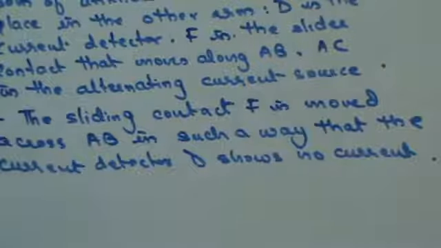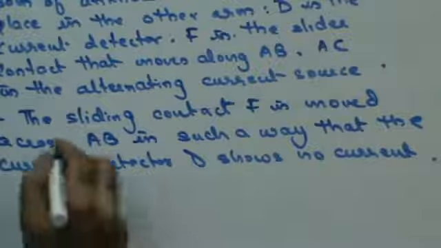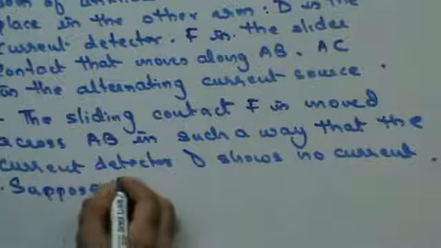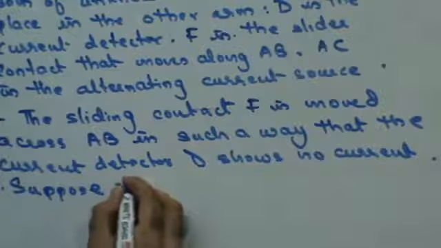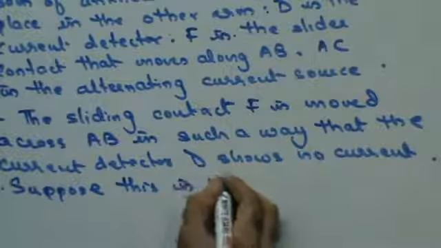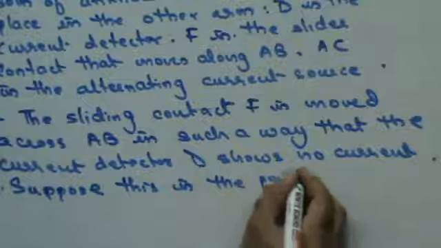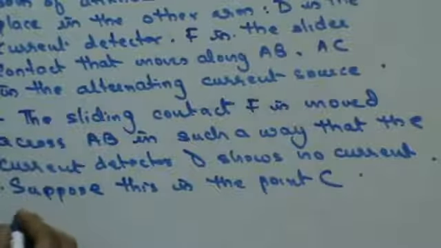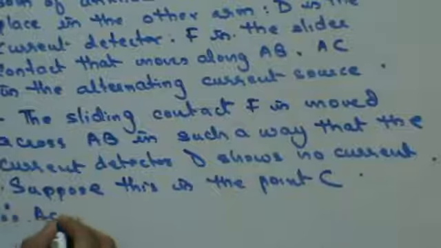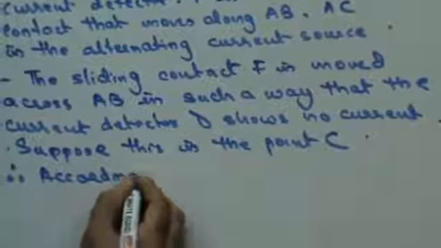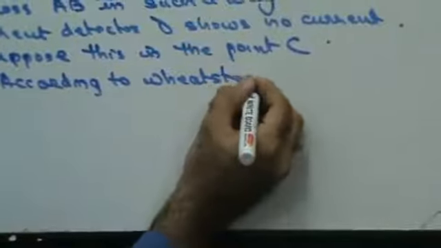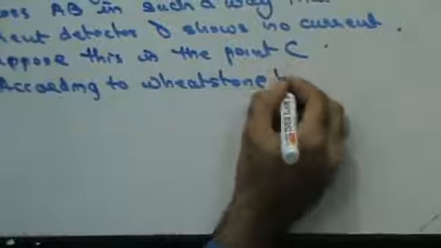Right? That means the bridge is balanced. Let's assume that this occurs at point C. Suppose this is the point C. Now if the bridge is balanced, I could use the bridge principle. Therefore I can say according to Wheatstone bridge principle.